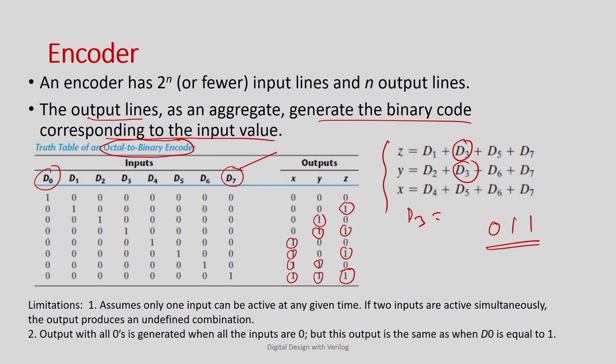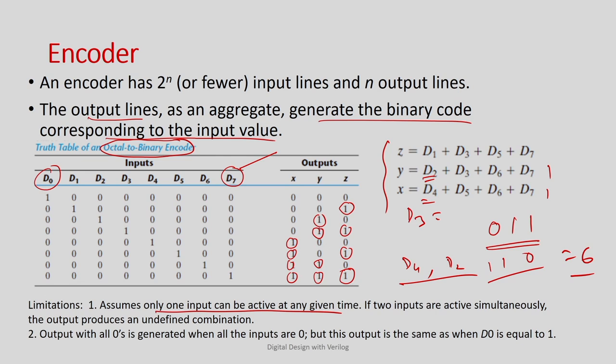Let us say D4 is also 1 and D2 is also 1. If D4 and D2 are 1, what will happen? Because D2 occurs here, this will become 1 and D4 occurs here, so it will be 1. So, you will end up getting 110, which becomes 6. But you basically have either D2 or D4. So, this assumes that only one input can be active at one time. If more than one comes, your output will not be correct.